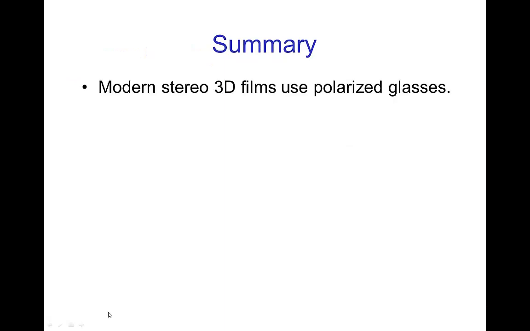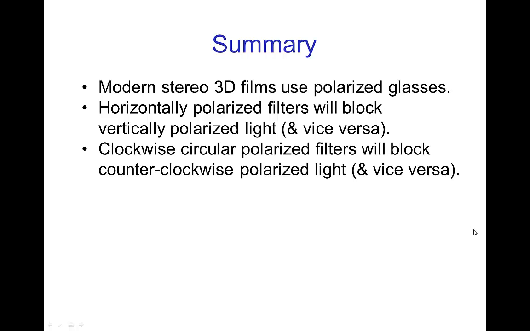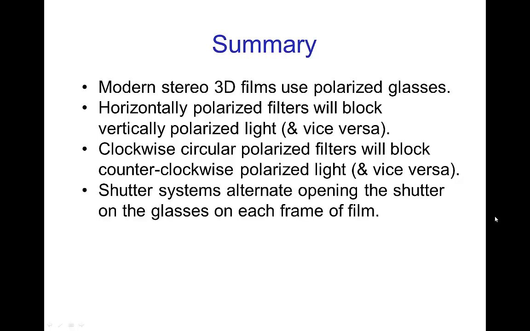So in summary, modern stereoscopic 3D films use polarized glasses. There are linear polarizers, which, for example, a horizontally polarized filter will block vertically polarized light, and vice versa. But films tend to use circular polarized filters, so something which is clockwise circular polarized will block counterclockwise circular polarized light, and vice versa. Shutter systems are another type of stereoscopic 3D glasses system, in which the glasses actively open and close a shutter on each frame of the film, depending on whether it's a left eye image or a right eye image.